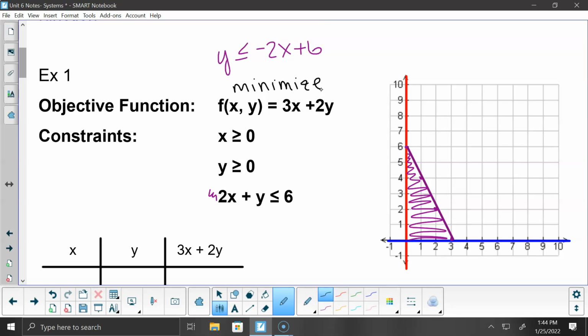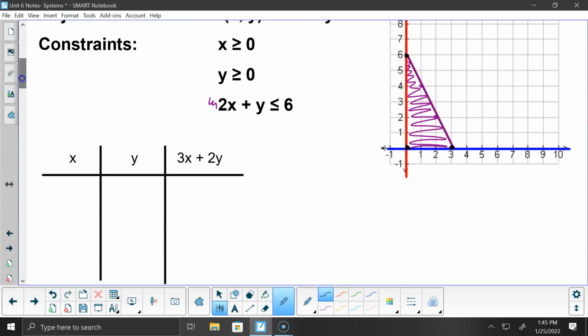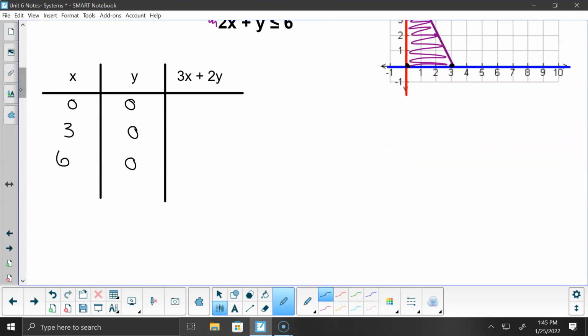I would kind of use the vertices, because think about it this way. You've got infinitely many points in here, right? But typically, you've got your more major points here, here, and here. Those are your vertices. So I've got a vertex at 0, 0. I've got one at x is 3, y is 0. And then I've got one at x is 6, y is 0. Now the tables give me a more visual way of seeing all of my options, which ones maximize or minimize.